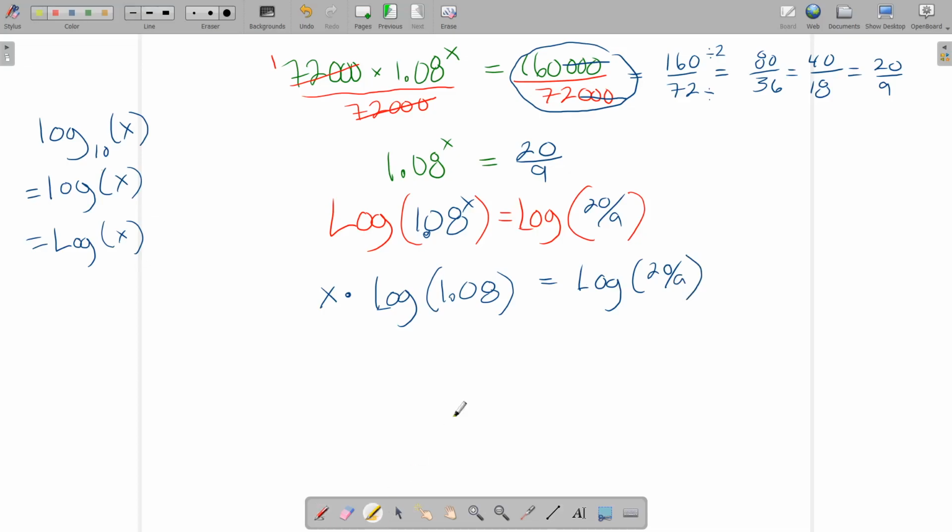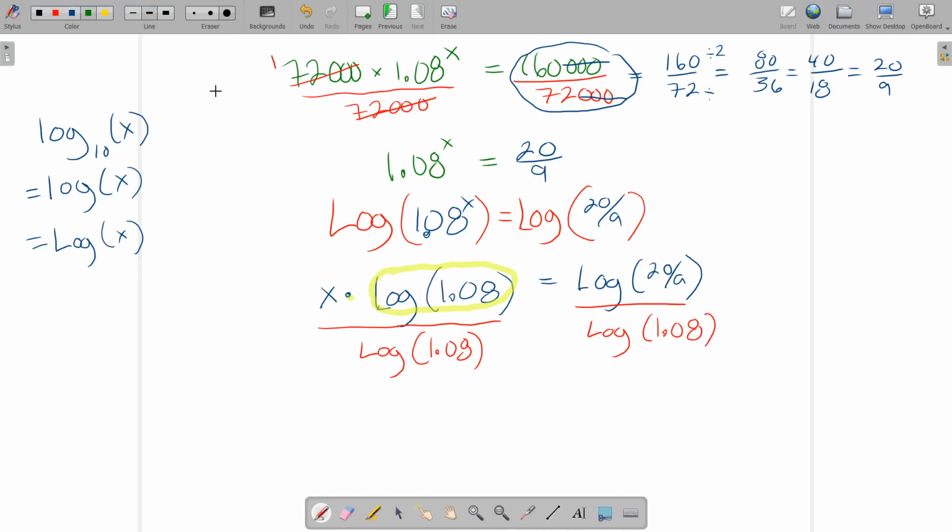Now, the thing here is that this is just some number, and it's being multiplied by x, so to get rid of it, I'm going to divide by it. So dividing by log of 1.08 on both sides. I'm ready to use my calculator, because a number divided by itself on that side is 1. 1 times x is x, and x is whatever my calculator says that number is right there.